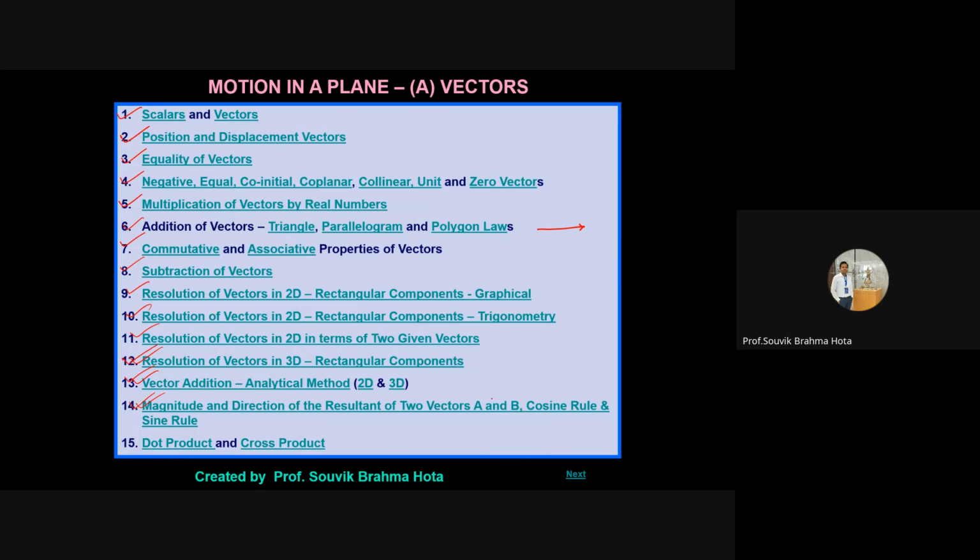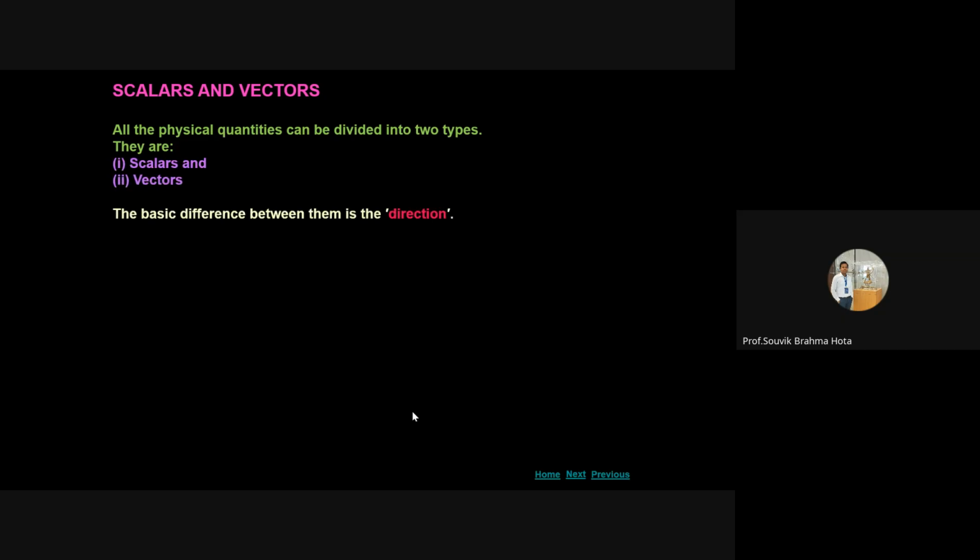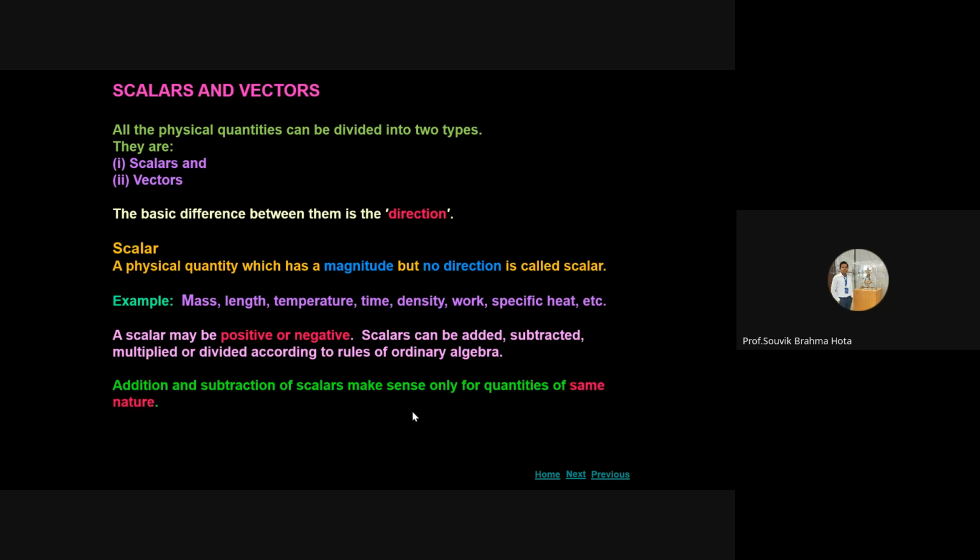Okay. Now the first thing, the scalar and vector. We'll go through it in a very quick way because we know these things. All the physical quantities can be divided into two main types, scalar and vector, that we know. The basic difference between them is direction, because both have magnitude; only vectors actually have direction. We know quantities like mass, length, temperature, time, density, work, specific heat. All these are scalar quantities. Scalars may be negative or positive.